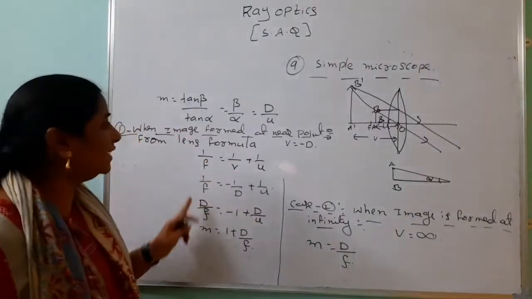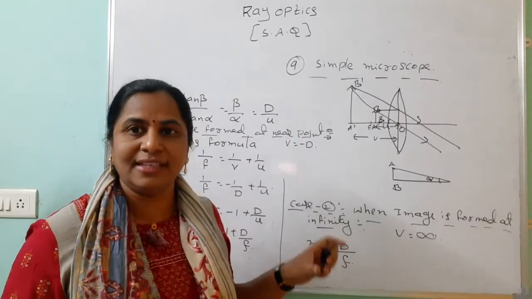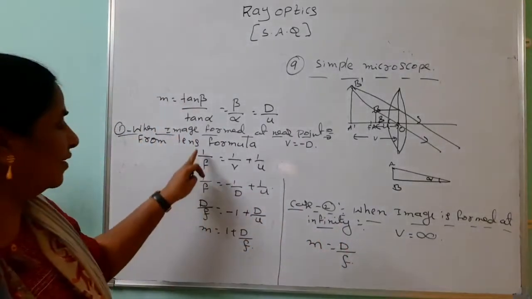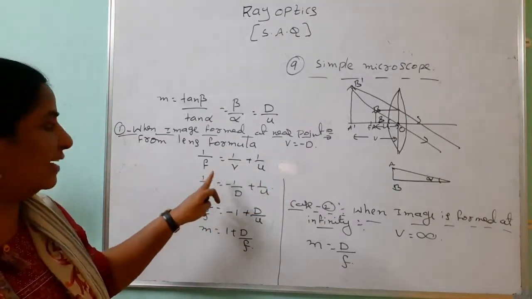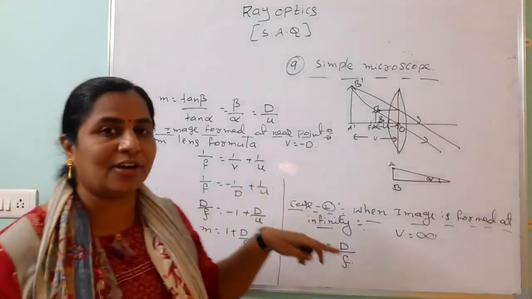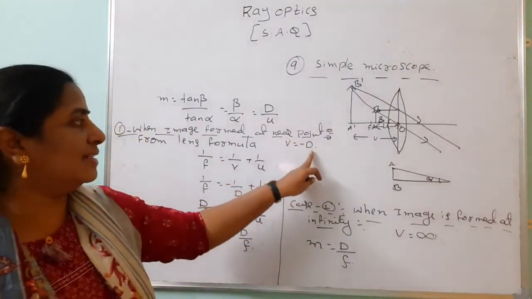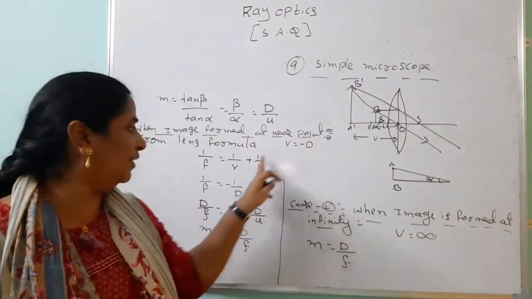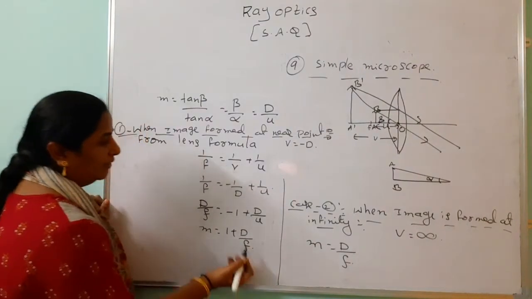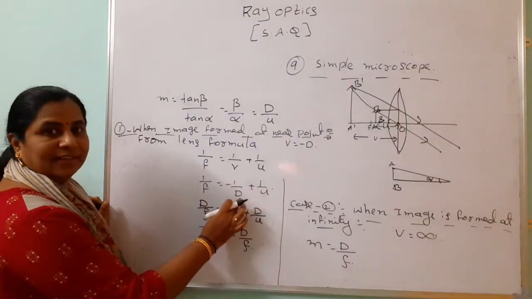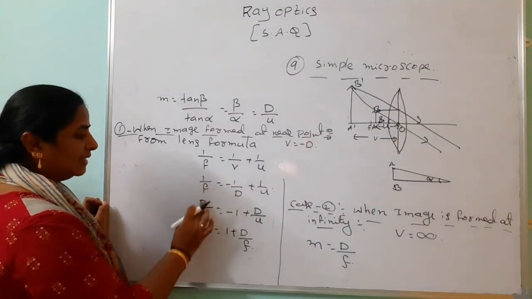Here we can go through the two conditions. Suppose the image is formed at near point, from the lens formula we take 1 by f equals to 1 by v plus 1 by u. f is the focal length, v is the image distance, and u is the object distance. But in the case of convex lens, in this case the image distance is at near point, that is negative. When we substitute, we get the magnifying power as 1 plus d by f. Look here, instead of v I have written d here. Then d is taken as LCM, and we send this to the other side, d by f.